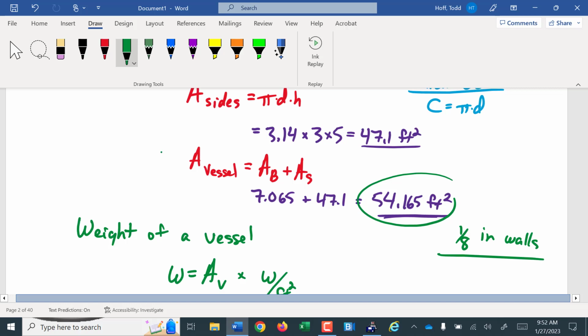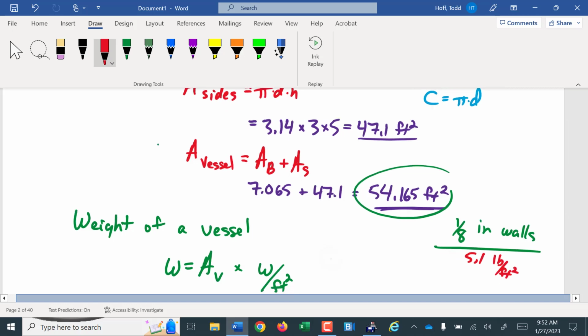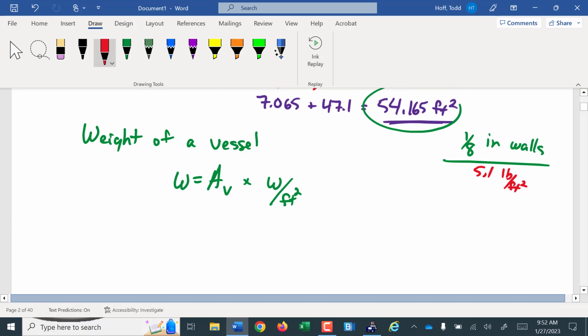So that means page 147, that lower table, the weight per square foot. We're going to look up 1/8 inch, and we get a weight per square foot of 5.1 pounds per square foot. So the weight of this vessel would be the area of our vessel, 54.165 square feet, times the weight per square foot, 5.1 pounds per square foot. Again, the square feet just cancel out.